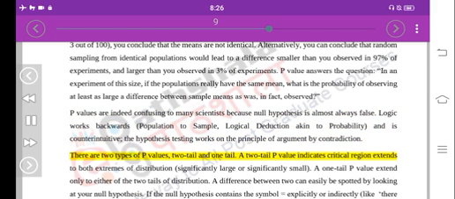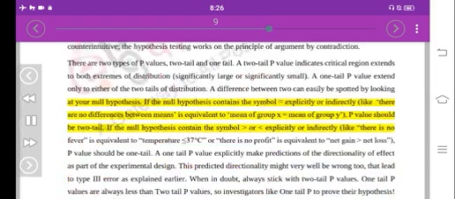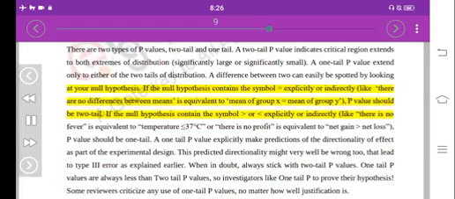There are 2 types of p-values, 2-tail and 1-tail. A 2-tail p-value indicates the critical region extends to both extremes of the distribution, significantly large or significantly small. A 1-tail p-value extends only to either of the 2 tails of the distribution. The difference between the 2 can easily be spotted by looking at your null hypothesis. If the null hypothesis contains the symbol equals, explicitly or indirectly, like, there are no differences between means, which is equivalent to mean of group X equals mean of group Y, the p-value should be 2-tail.